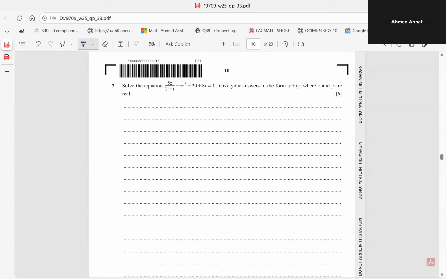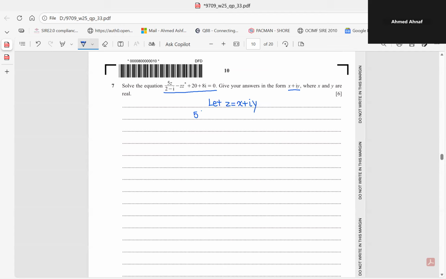Okay, so for this question, we are told to solve this complex equation, and we have to give our answers in the form x plus iy, where x and y are real. So first of all, to solve any complex equation, we first have to let z be x plus iy. And then after we have done completely manipulating and expanding everything, we should separate the real and imaginary parts and equate the unknown real part to the known real part, and the same for the imaginary part. So let's start.